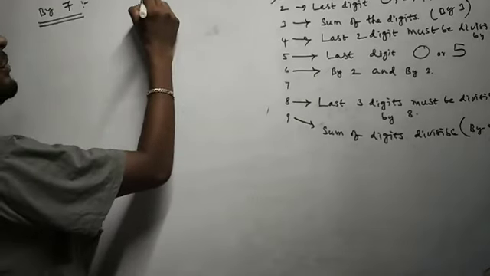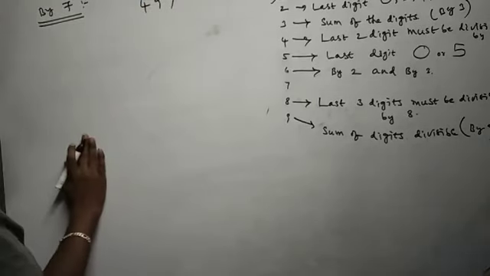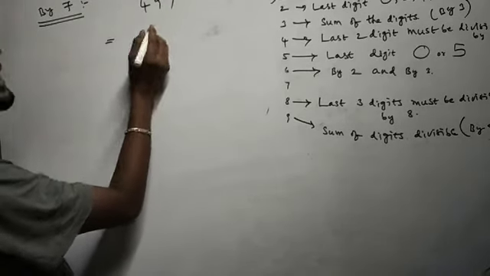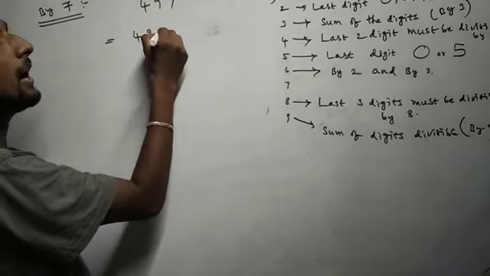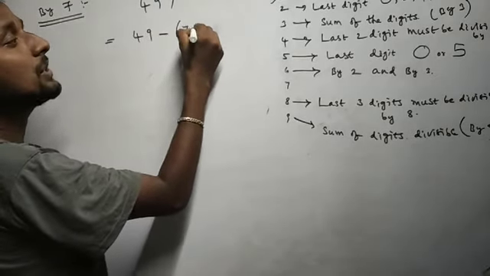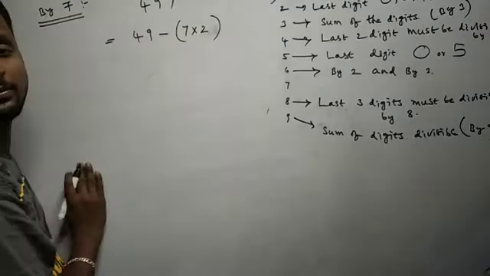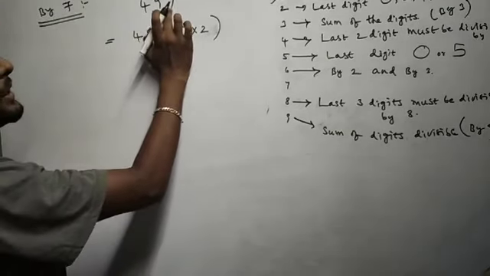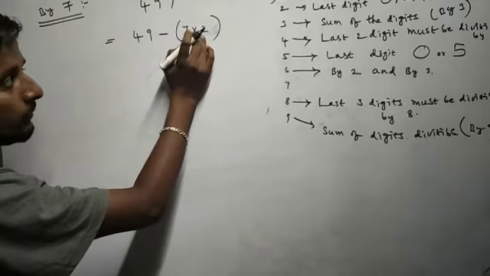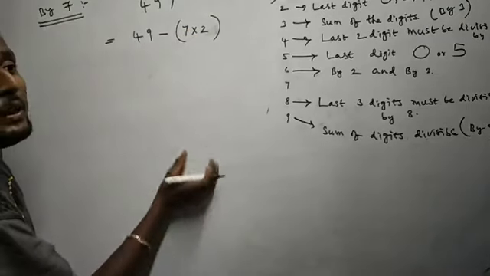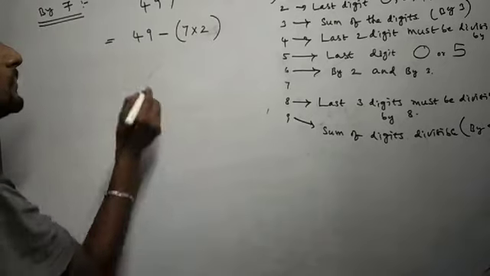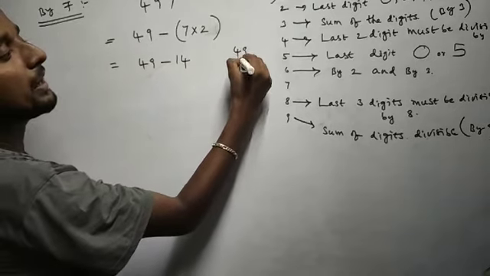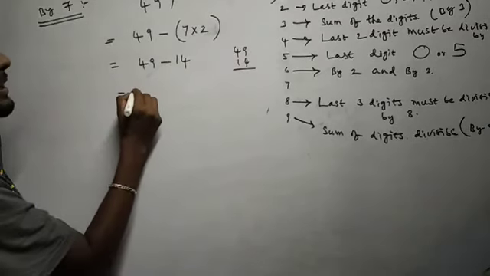What is our given number? 497. Now this is the last digit. So write the number as it is without the last digit, so 49, and subtract from it the last digit multiplied by 2. Look at 497: 49 I have written, minus the last digit multiplied by 2, and do the subtraction. Do this until you get a simplified answer. So we'll write 49 minus 14, answer 35.